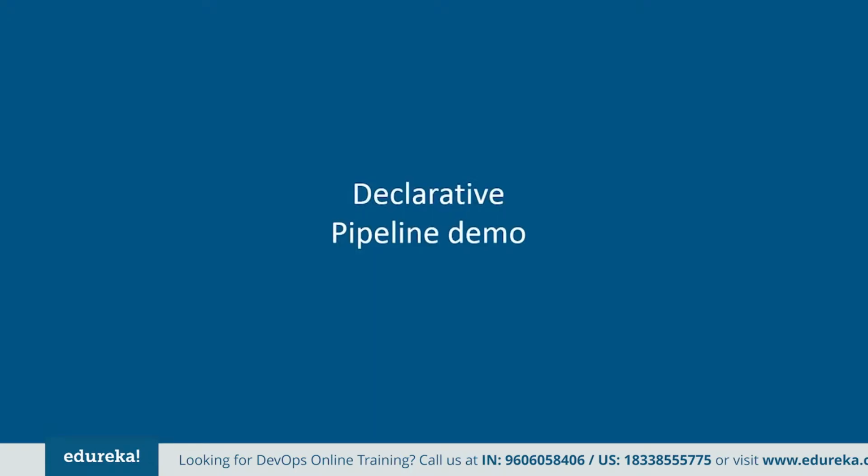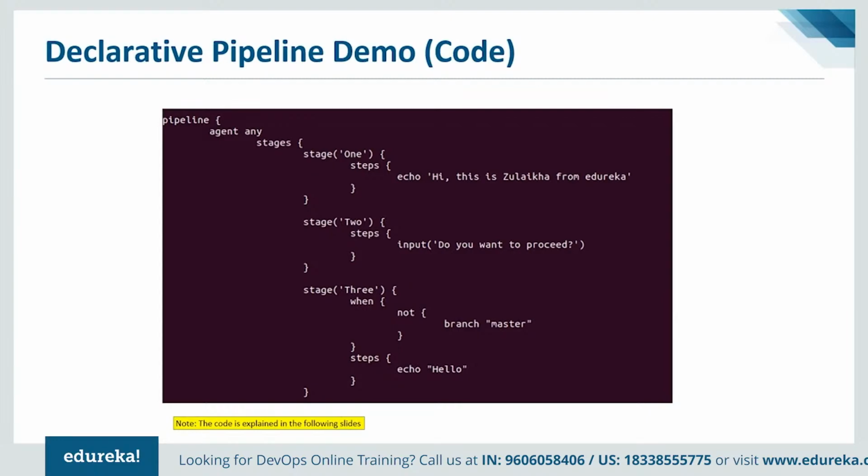So now let's move on to the declarative pipeline. Before jumping into the demo, let me explain the code that we're going to execute. This is a simple declarative pipeline example. Within the pipeline block, you can see that I've defined 4 stages. At the root of the pipeline, I've defined agent with any parameter. This means that all of the stages are going to run on any available agent unless any of the stages have defined a stage specific agent.